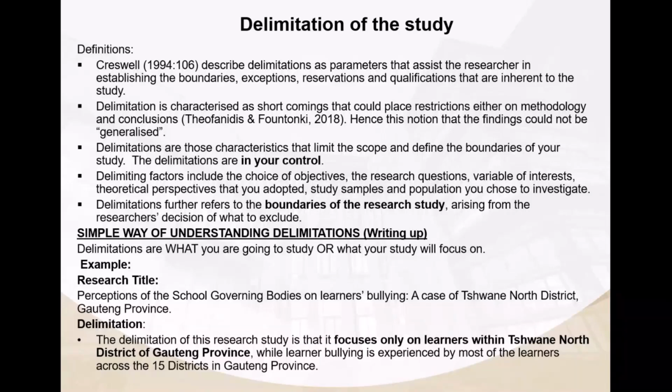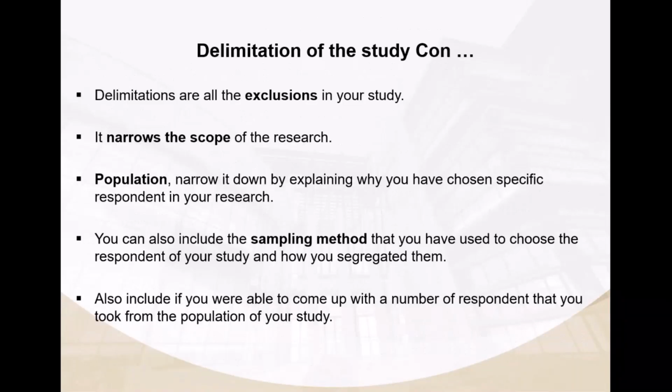So that's the writing I was talking about, colleagues. Delimitations are the exclusions in a study in general. It also narrows the scope of the research. Think about that topic which I've just given you. It's focusing only on one area, so it means my research scope is being narrowed.